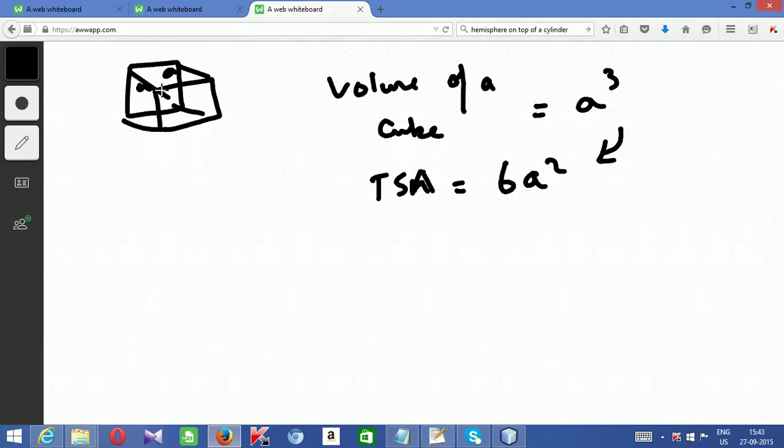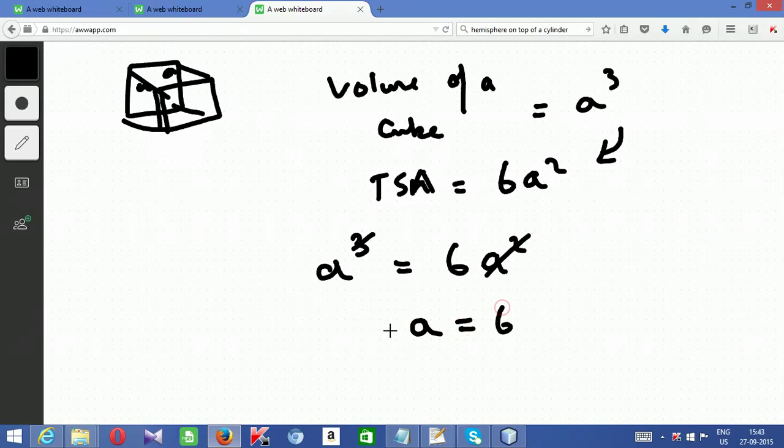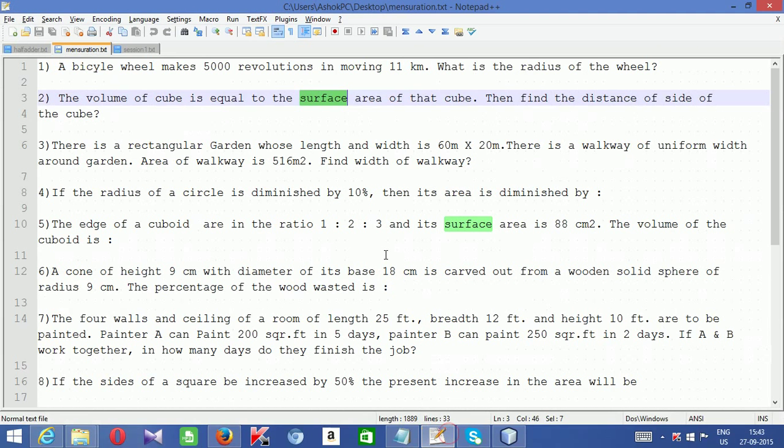You need to find the side of the cube. You equate both. a cube equal to 6a square. So in a cube, a square will get cancelled on both sides, and you will have a as 6. So a cube of side 6 centimeter will have its volume and its total surface area as equal. Fine? We'll move on to the next sum.